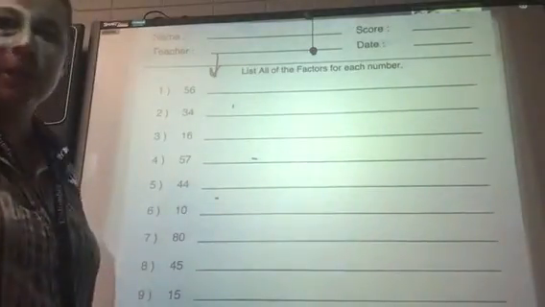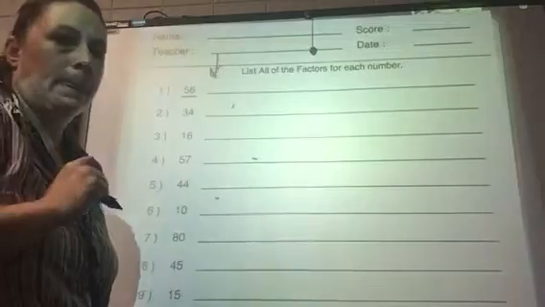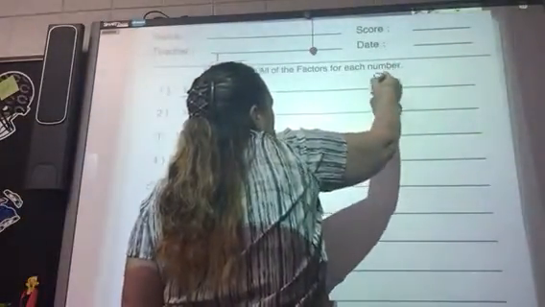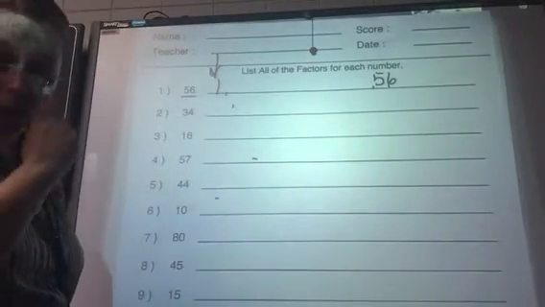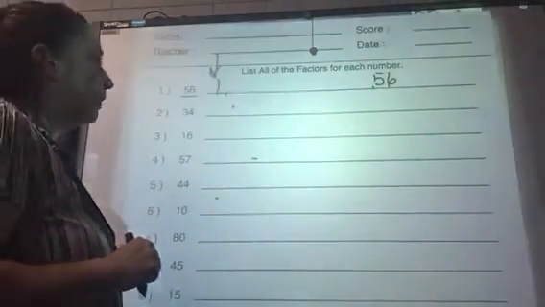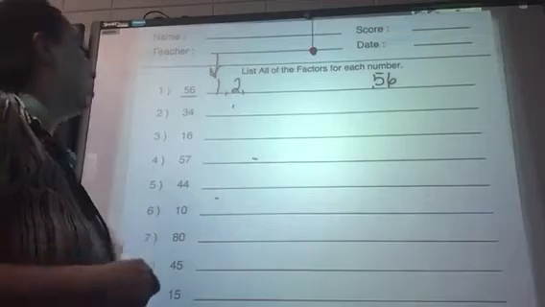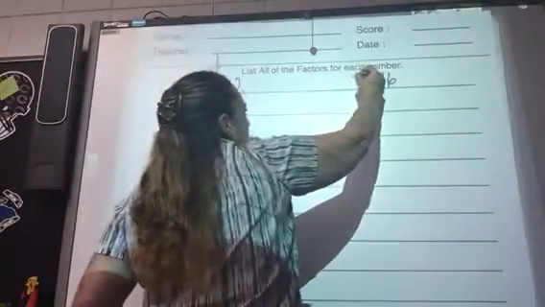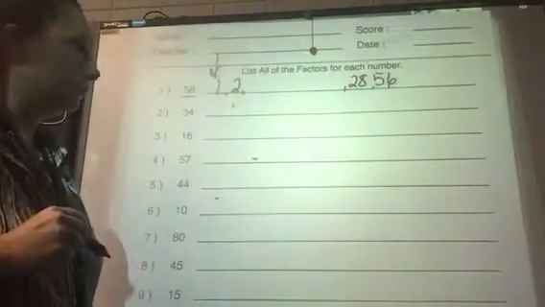So we have to list everything we can multiply to get 56. Okay? So first, the easy one, 1 and 56. That's always a factor. Okay? If you need your multiplication chart, grab it now so you can figure out everything that makes 56. I know 2 can make 56 because it's an even number. 56 is even, so I know it can go in there. And if you multiply it and figure it out, you would see that it's 28 times it can go in there. That's kind of a harder one.